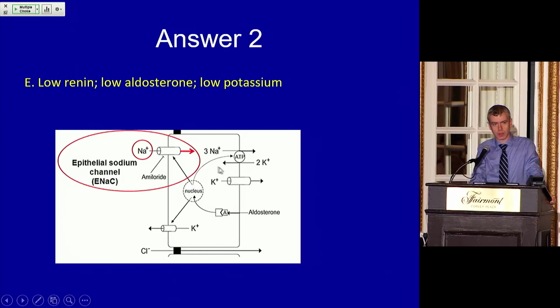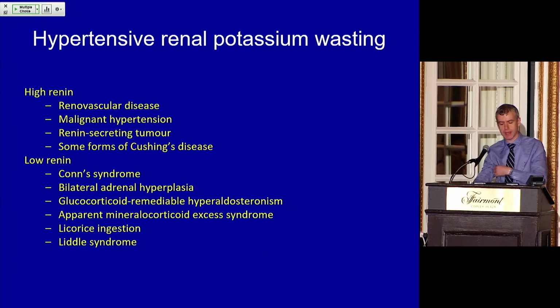The reabsorption of the sodium creates like a sodium avid state essentially, and so the high sodium will suppress renin and in turn suppress aldosterone. So it's a low renin, low aldo, low potassium state. When one thinks about hypertensive renal potassium wasting, it can be categorized into 2 major categories, high renin and low renin states. The high renin differential includes renovascular disease, malignant hypertension, rarely, but sometimes board questions, renin secreting tumors, and some forms of Cushing's disease. The low renin states really think about Conn syndrome, bilateral adrenal hyperplasia, glucocorticoid remediable hyperaldosteronism, the apparent mineralocorticoid excess syndrome, certain types of licorice ingestion, and Liddle syndrome.